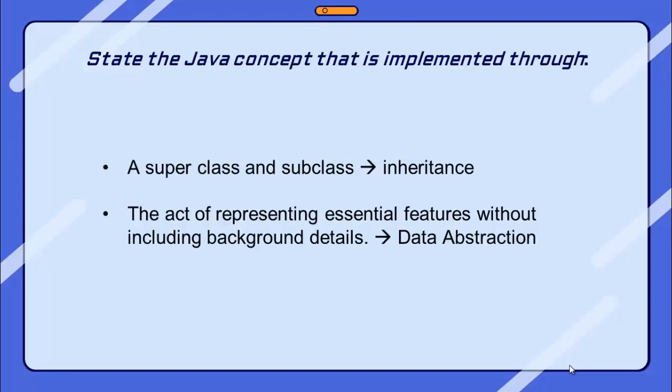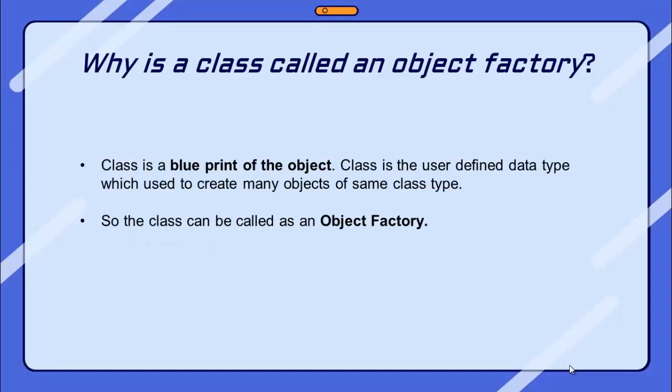The Java concept that is implemented through a superclass and subclass is inheritance. The act of representing essential features without including background detail is data abstraction. Why is a class called an object factory? A class is a blueprint of the object. A class is a user-defined type that is used to create many objects of the same class. Since one class creates many objects, it is termed the object factory.